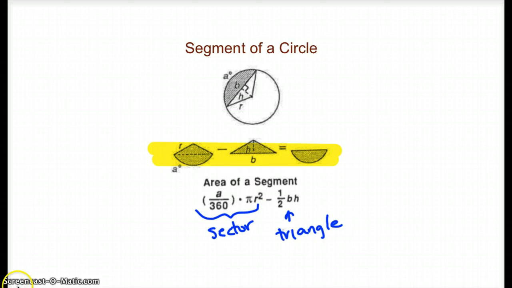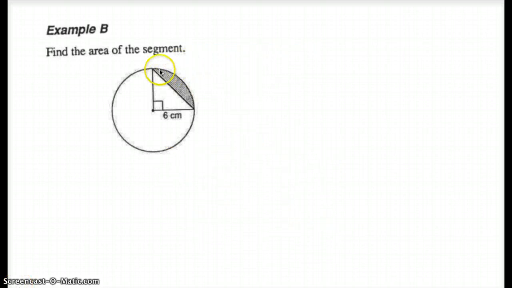Let's see how it actually works. Okay, we're looking for the area of this segment of a circle. I want you to notice that the central angle has a measure of 90 degrees. And remember, because both radii are congruent, that this is also 6 centimeters long.